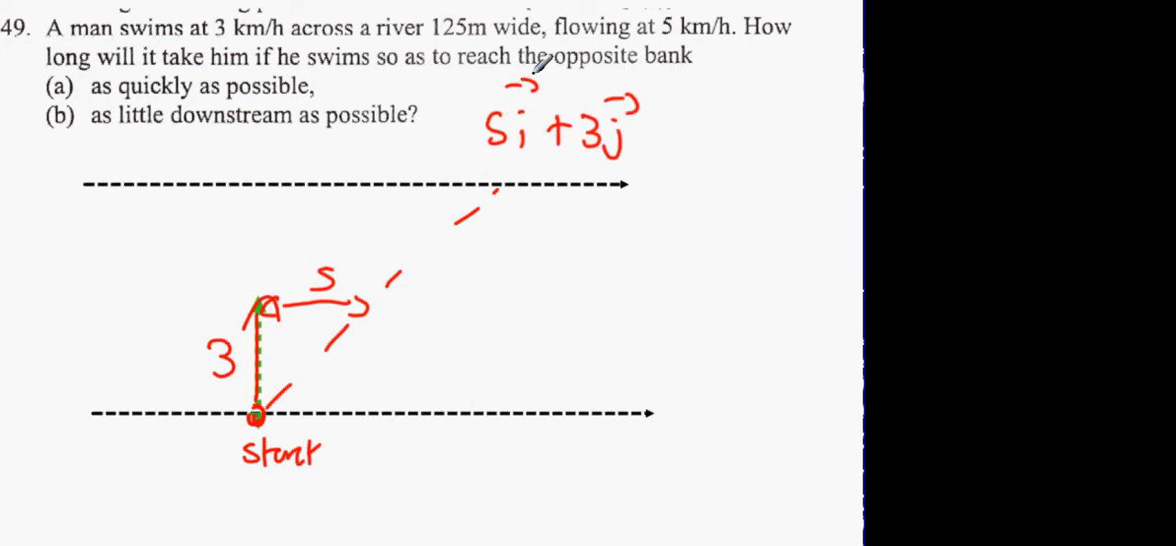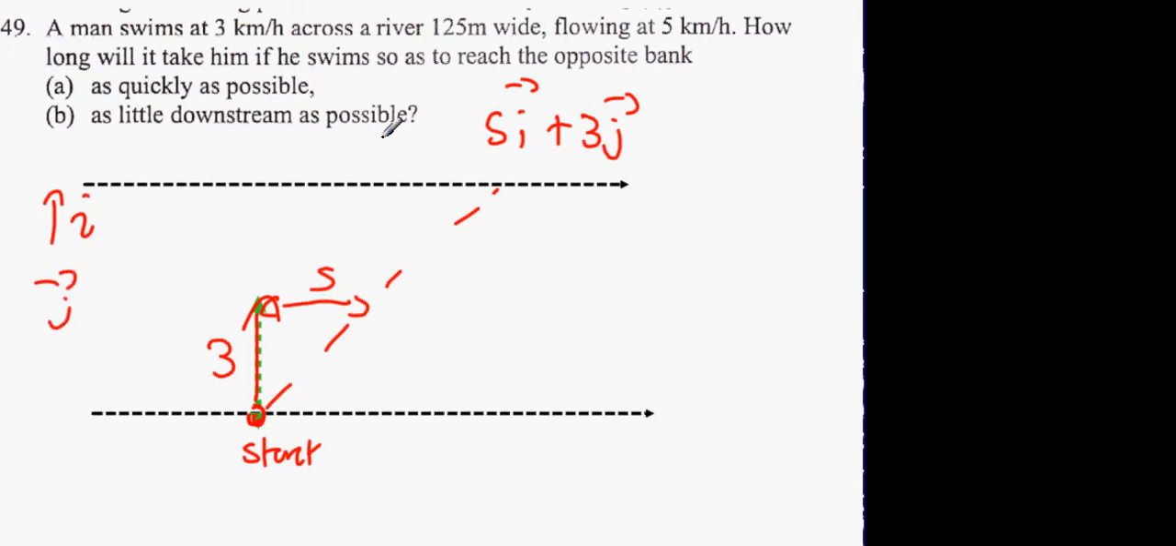You could also draw this diagram vertically downwards. You'll have 3i plus 5j instead. Depends on what way you draw the diagram. Now, what I'm just saying is up is i and right is j.